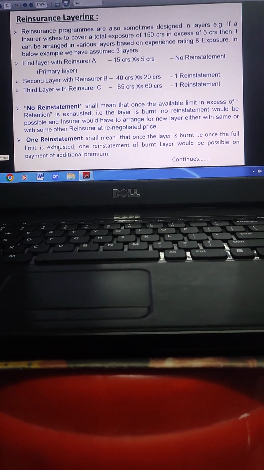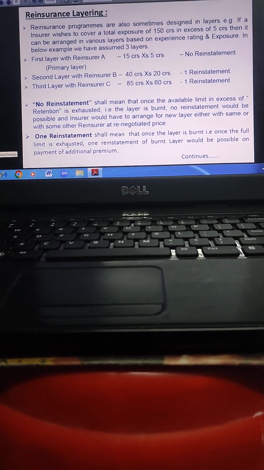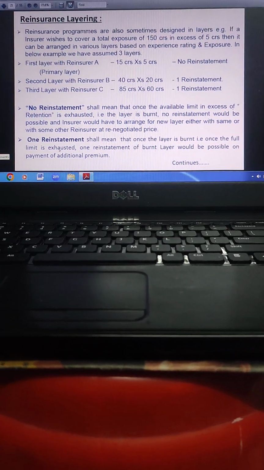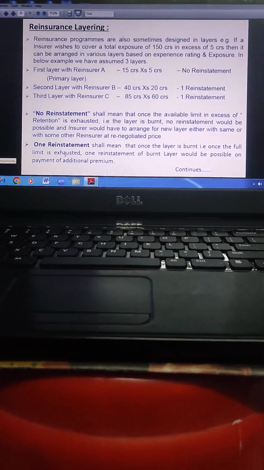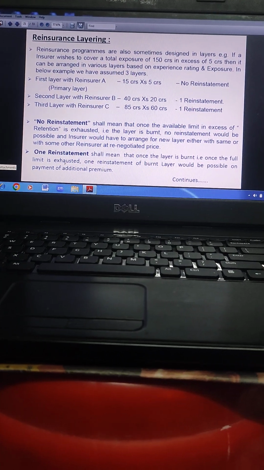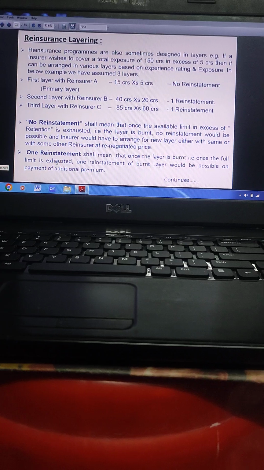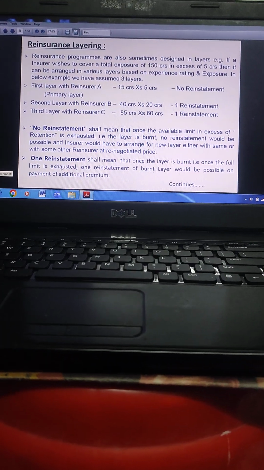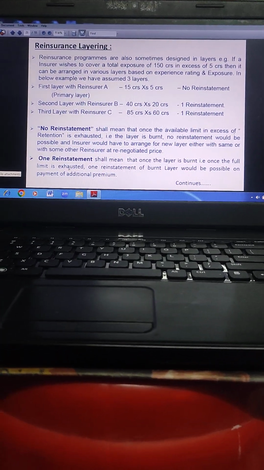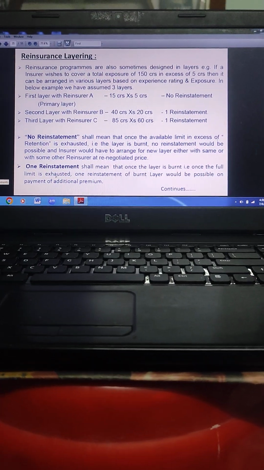Then comes reinsurance layering. Reinsurance programs are also sometimes designed in layers. For example, if an insurer wishes to cover a total exposure of 150 crores in excess of 5 crores, then it can be arranged in various layers based on the experience rating and exposure.